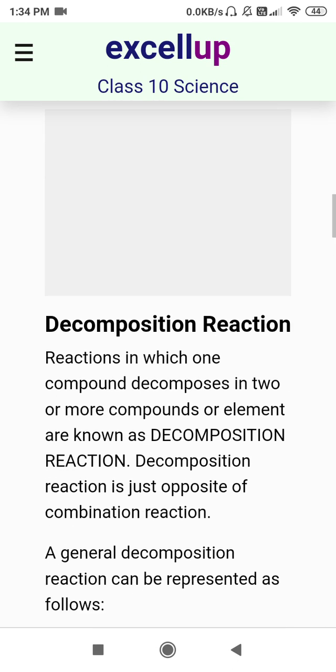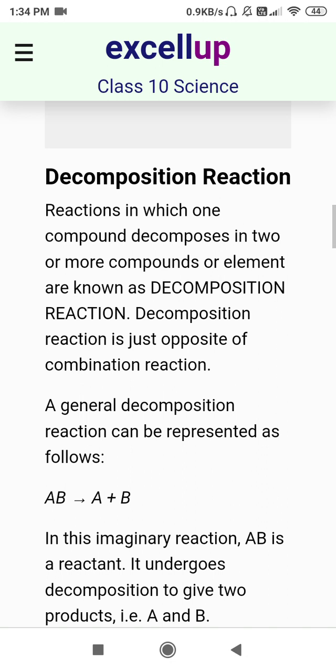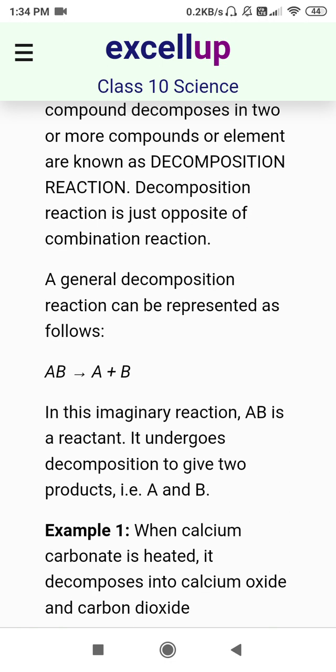Now, let us see what is a decomposition reaction. Decomposition is just the reverse of combination reaction. When a compound, or a reactant, breaks into two different products, the reaction is called a decomposition reaction. Let us say there is a compound or reactant AB, and after reaction it breaks into A and B. Then this is an example of decomposition reaction.